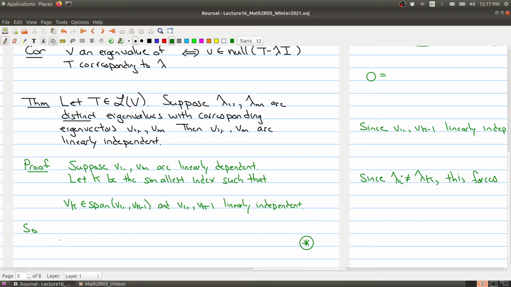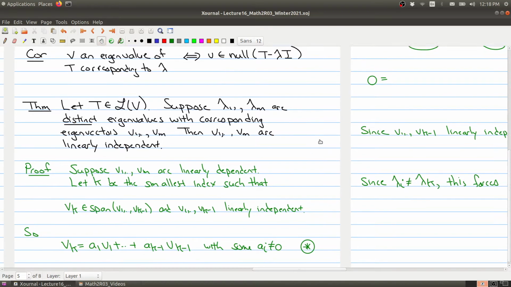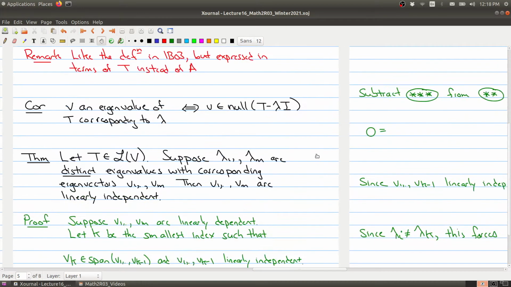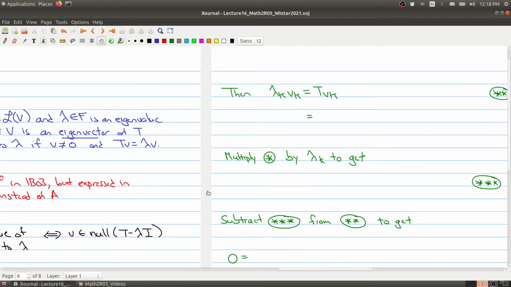And so that just means, let's rewrite this all, that vk is equal to a1 times v1 up to a(k-1) times v(k-1), with some ai not equal to 0. We don't know which ai it is, but vk is a linear combination of these vectors. Okay, so that's our first fact. We'll call it star. We'll need star in a second.